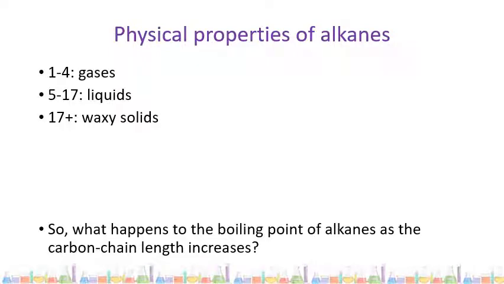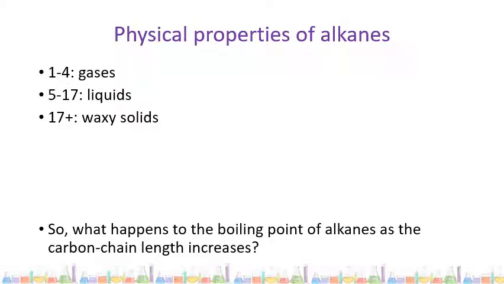In our definition for homologous series, we mentioned that a homologous series is a group of compounds with similar chemical properties and a gradual change in physical properties. And that's what we can see in the alkanes. What I mean by 1 to 4 over here and 5 to 17 is the number of carbons. So the alkane with 1 carbon up to the alkane with 4 carbons, all of those are gases. Then from 5 up to about 17 are liquids, and from there on they're waxy solids.